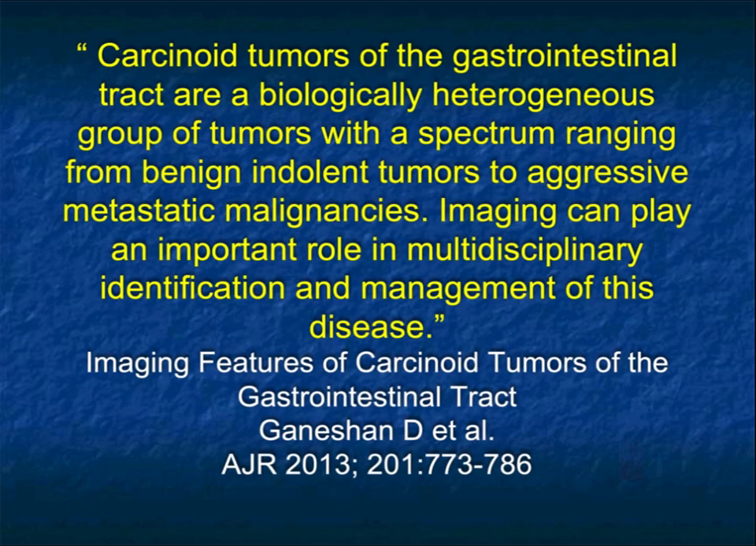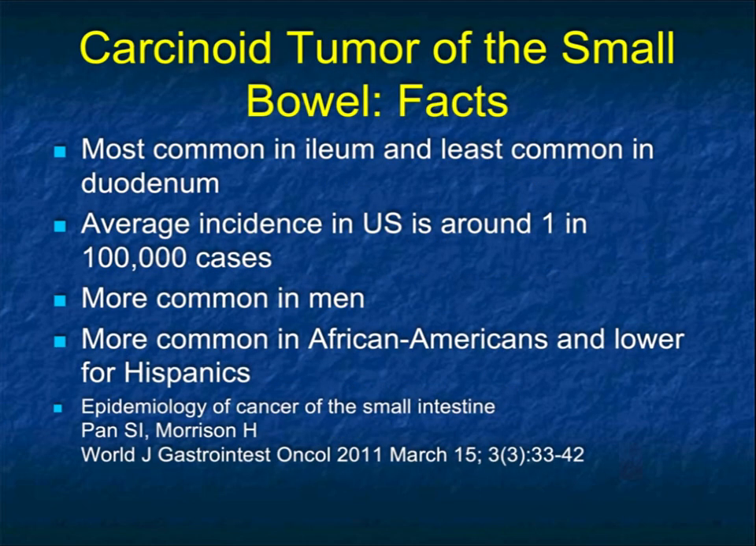I left off last time finishing small bowel adenocarcinoma, and let's get started with carcinoid tumors. Carcinoid tumors of the GI tract are a biologically heterogeneous group of tumors with a spectrum ranging from benign indolent tumors to aggressive metastatic neoplasms. We are seeing 4 times as many carcinoids as we were seeing 30 or 40 years ago. They're most common in the ileum and least common in the duodenum, but we are seeing more duodenal tumors, though they are a little bit different than the ileal carcinoids.